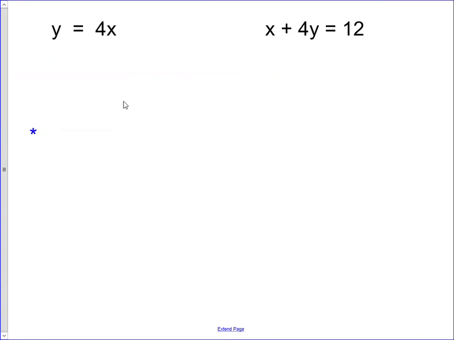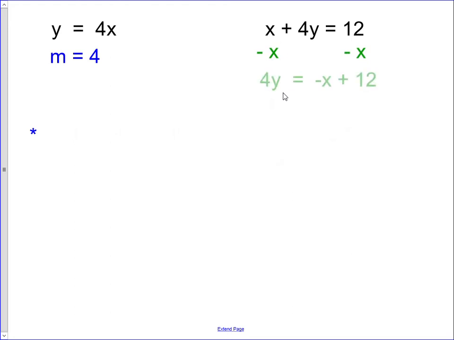Let's take a look at these two and see what happens. We have y is equal to 4x, and we have x plus 4y is equal to 12. Well, this one's basically already in slope-intercept form because y equals 4x plus 0. So on this one we have a slope of 4. Over here we need to get it in slope-intercept form. So we're going to subtract x from both sides.